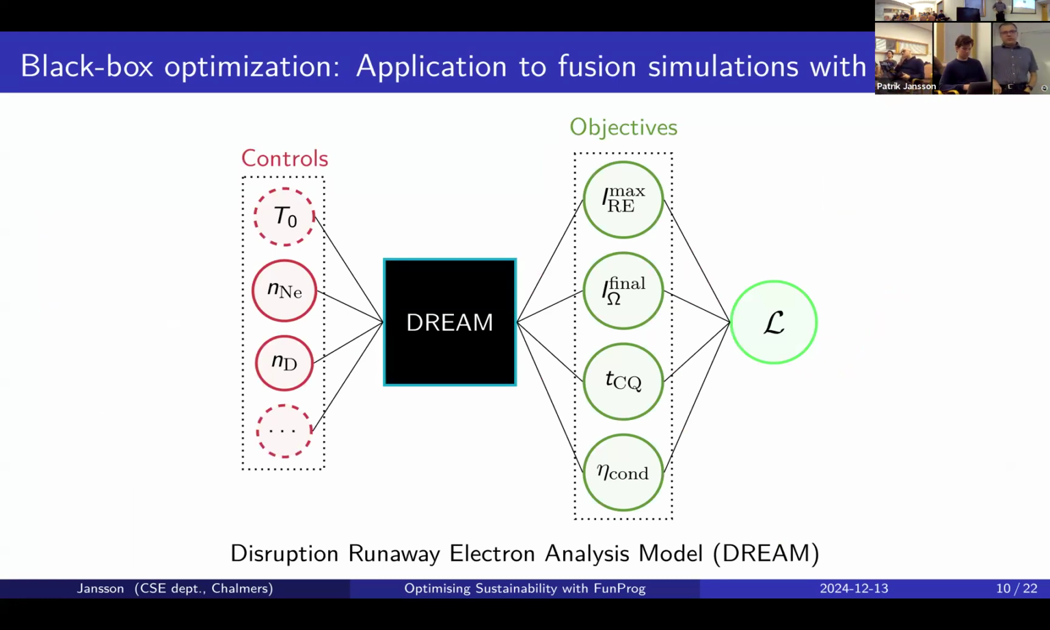Okay, now for some results on the physics side. First, this is just a slide on the simulator. So the black box is DREAM, the disruption runaway electron analysis model. It's a simulator. It has lots of parameters. It computes heaps of values in space and time and phase space and so on. And then it computes from these four main objectives which are used in the optimization.